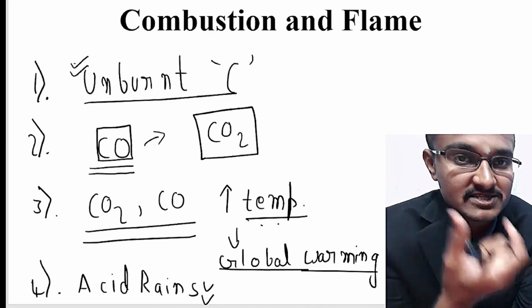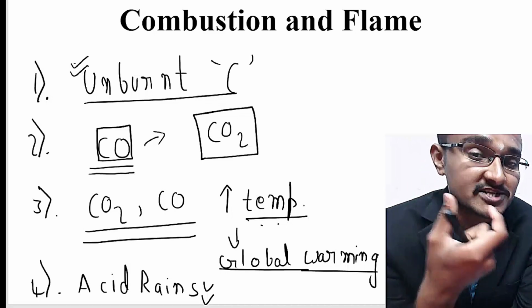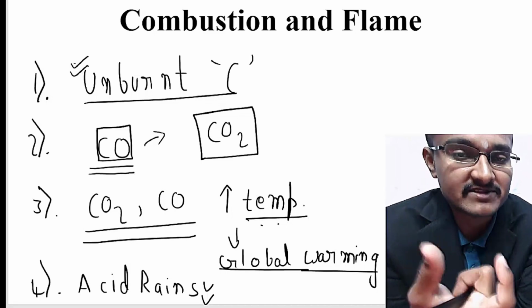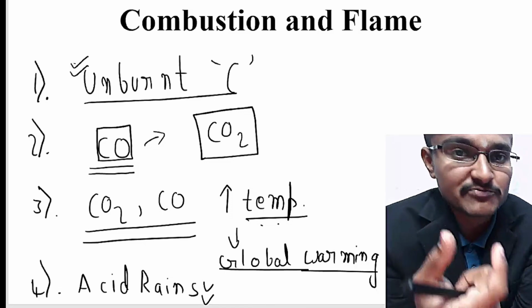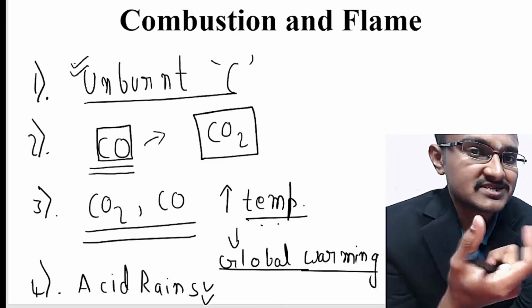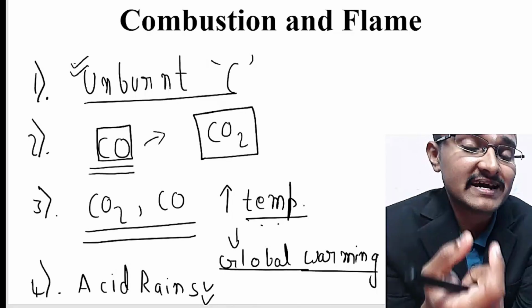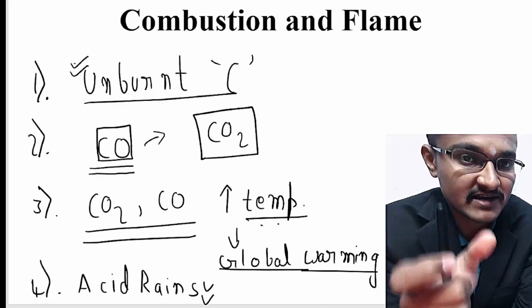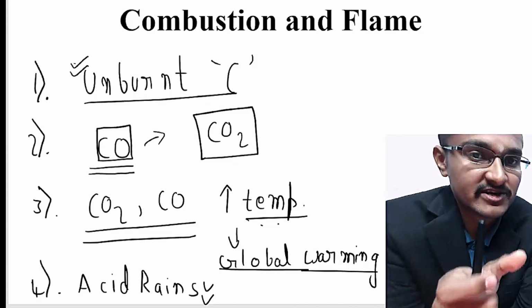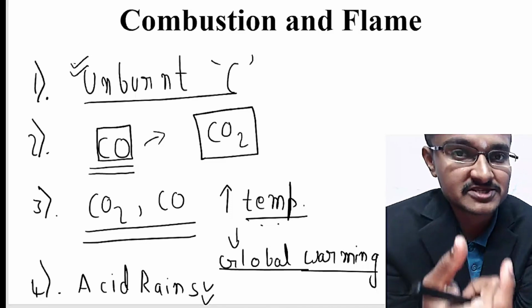So this is all there is in this chapter, combustion and flame. I have explained what combustion is, what flame is, what fuel is, what ignition temperature is and everything. We have also learnt about the disadvantages of using coal and petroleum products as fuels. In my next video, I'll be solving the exercise questions of this chapter, combustion and flame. After seeing this video, you will get an idea about combustion and flame, so you can easily solve the exercise questions.